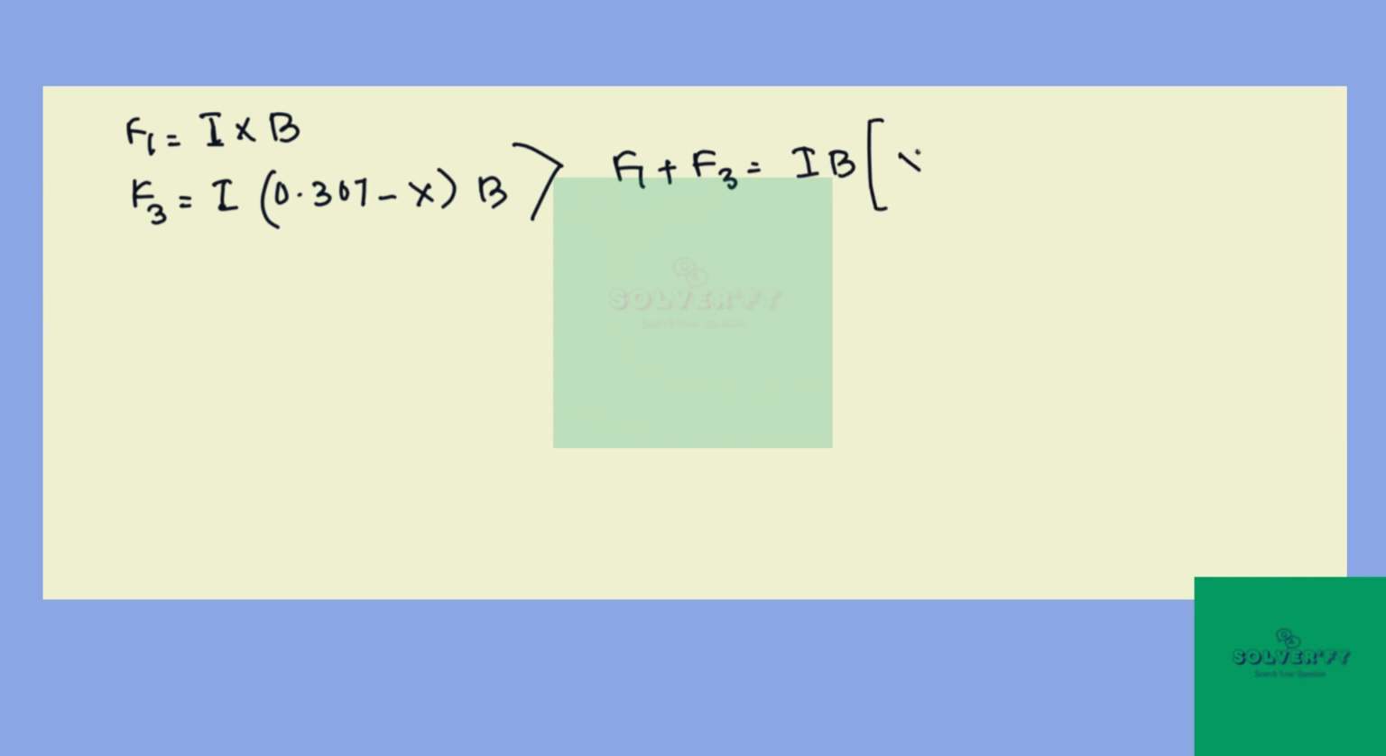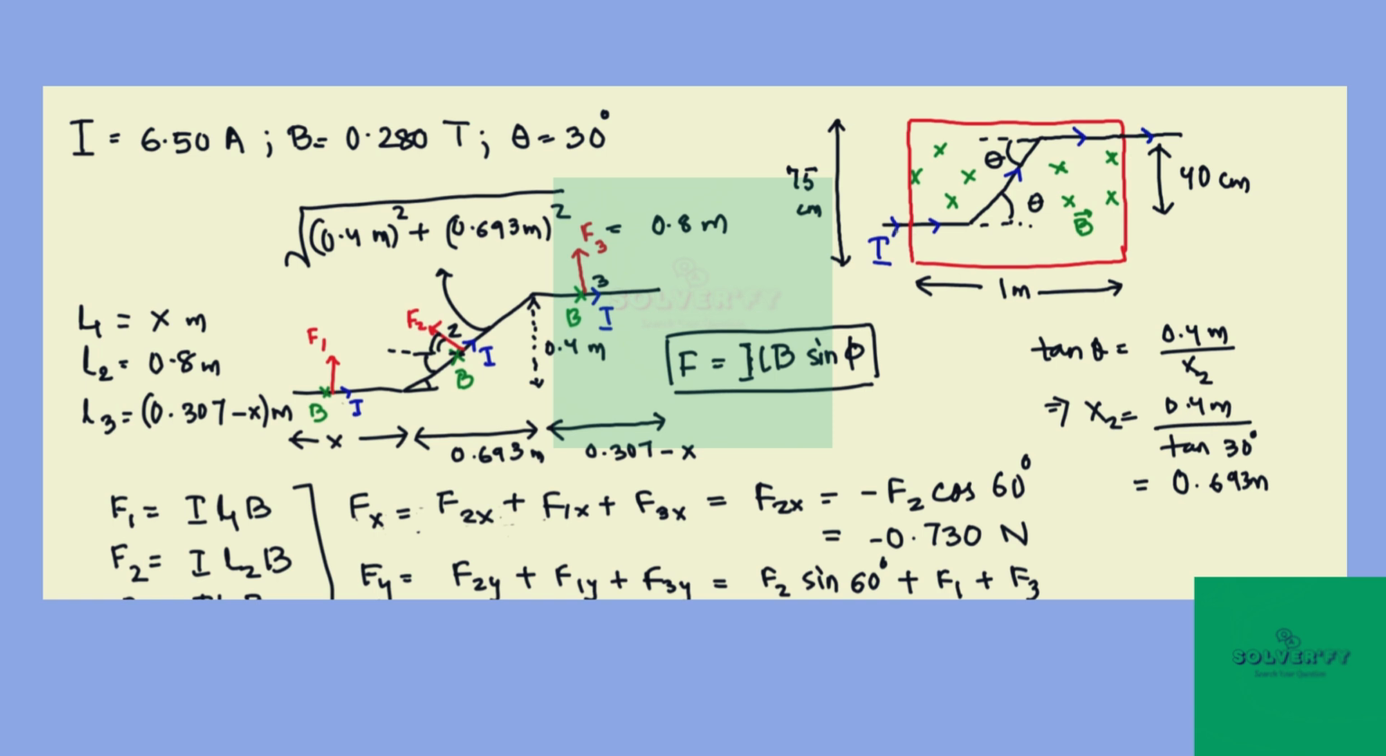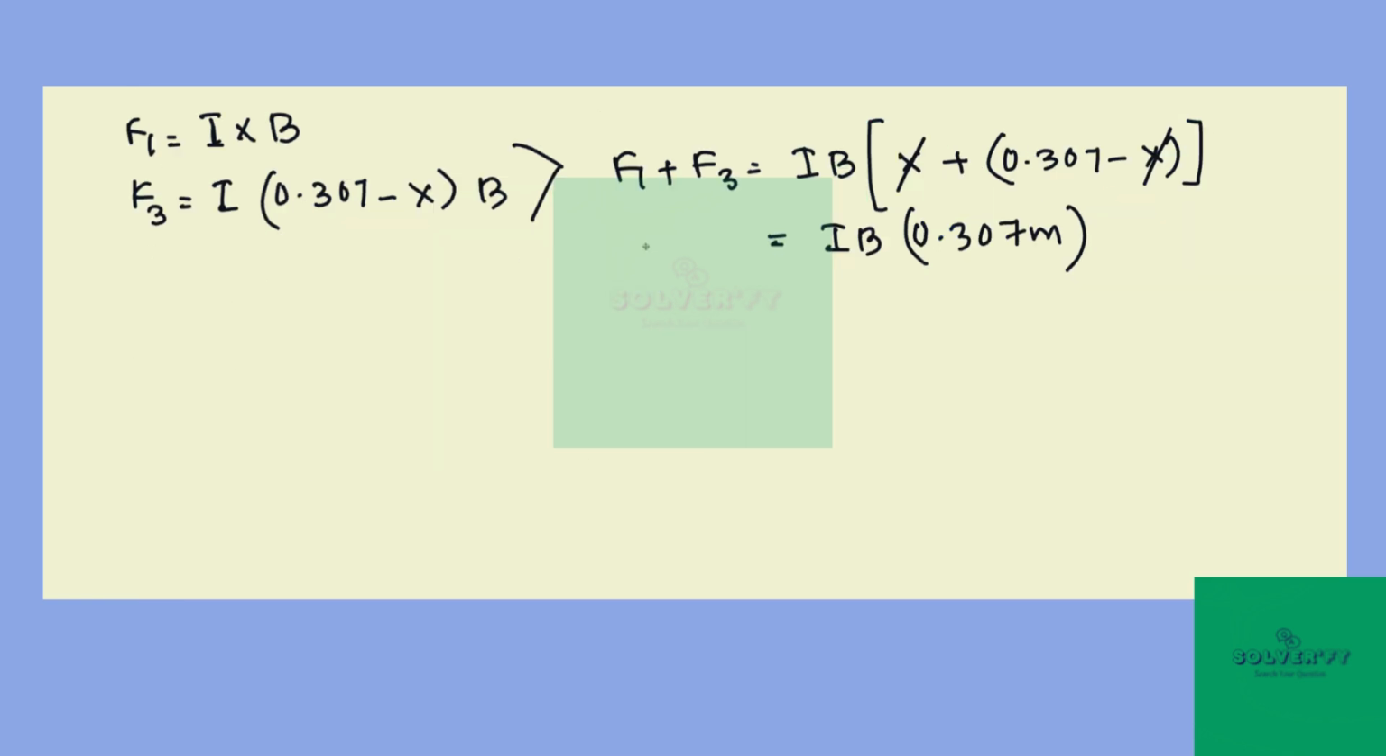So we take that common and we get this factor inside. So x and x cancel, and this is just I B times 0.307. Now we can write meter here. So this is basically the sum of the lengths of the segments 1 and 3. So we calculate this, and this value comes out to be 0.559 Newton.